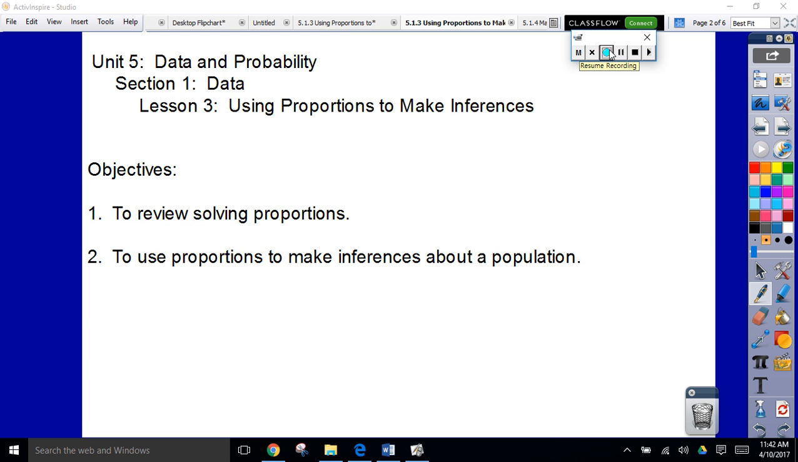So in this lesson, we're mostly just going to look at the second objective. We'll do a brief review of solving proportions, then we're going to talk about using proportions to make inferences about a population. An inference is just kind of an educated guess. It's kind of like when you make a hypothesis in science. We're going to look at the information we have in our sample, and we're going to make a prediction, which would be another word for an inference, about the population.